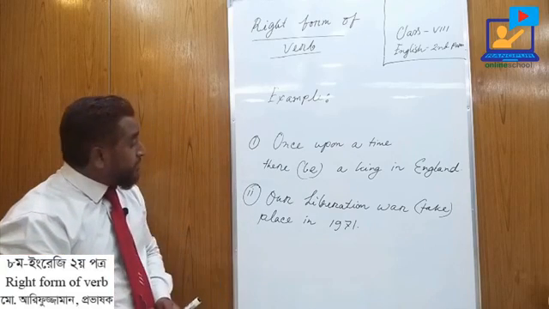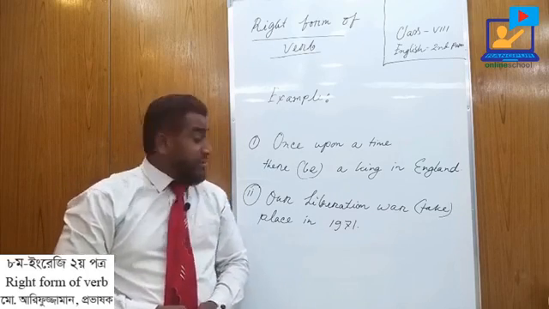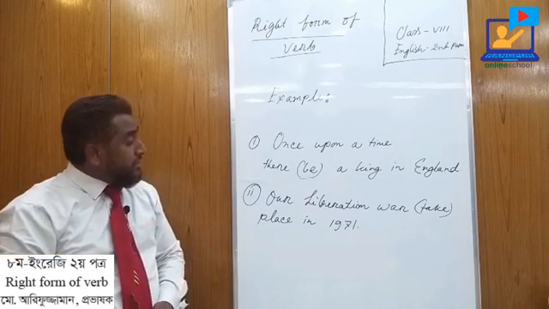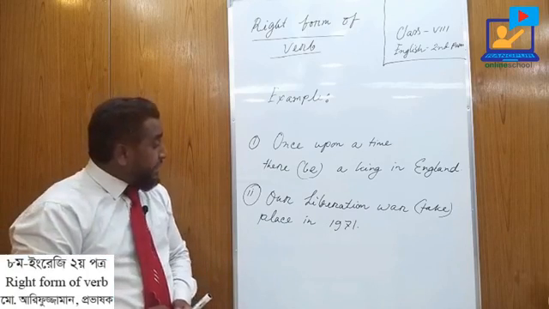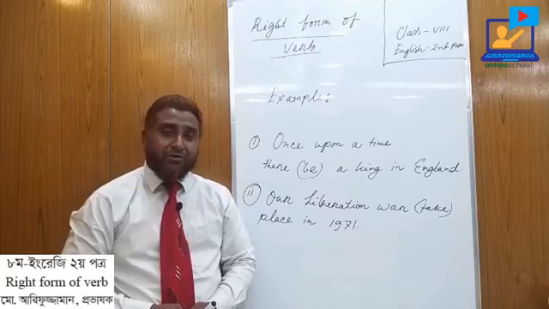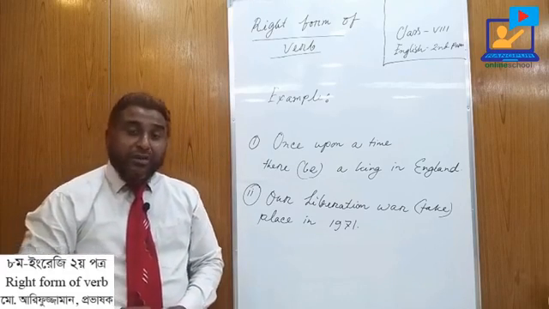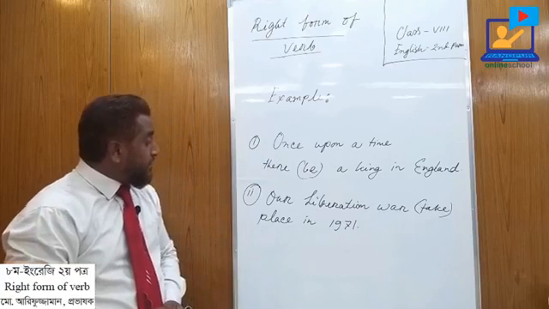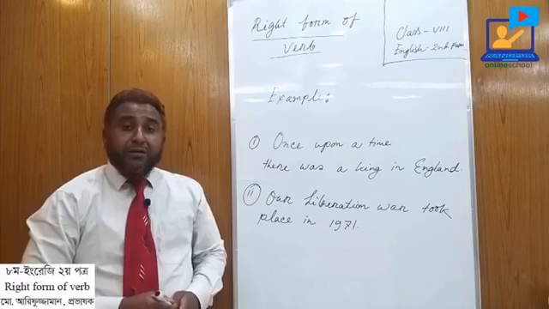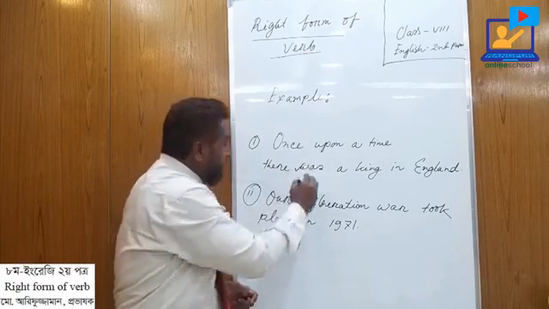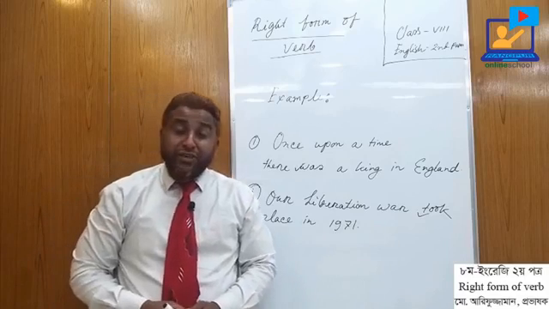In the second example, our liberation war take place in 1971. Similarly, here you will find the indication of past time, in 1971. So you can use here the past form of verb take. We should use took. Our liberation war took place in 1971. Just in this way, we can find out the solution. Take and took. Okay, dear learners, I think you are clear.